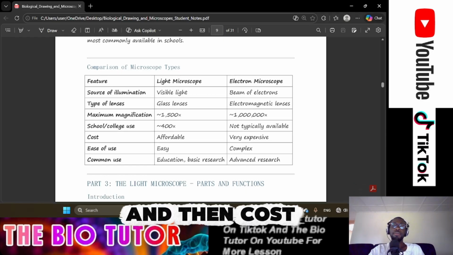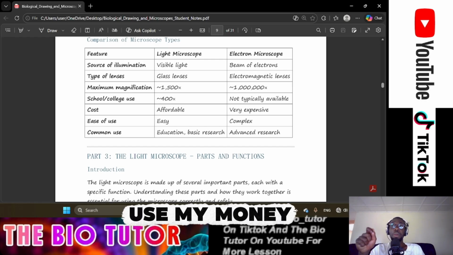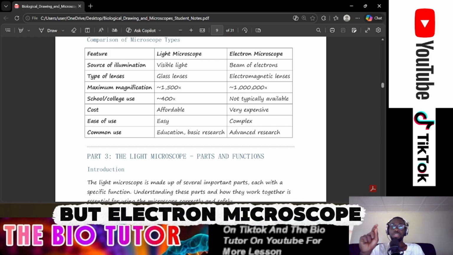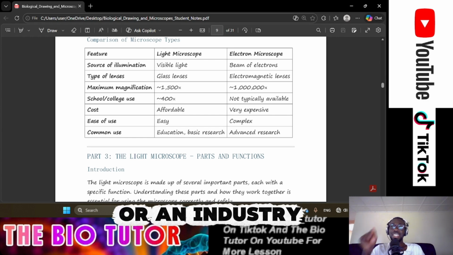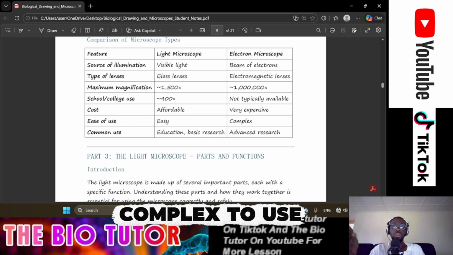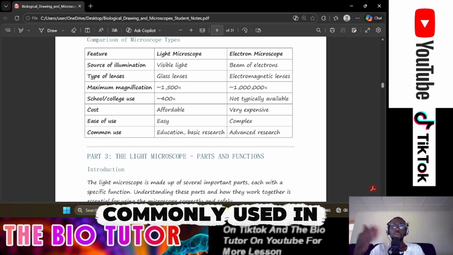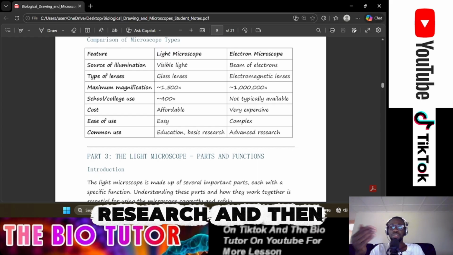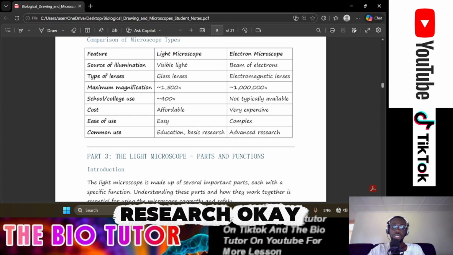And then cost. Light microscopes are affordable. I can even use my money to go and buy one. But an electron microscope is very expensive and it takes a country, an industry or a company to buy it. Ease of use: the light microscope is easy to use, and the electron microscope is very complex to use. Light microscopes are commonly used in education and in basic research, and electron microscopes are commonly used in advanced research.